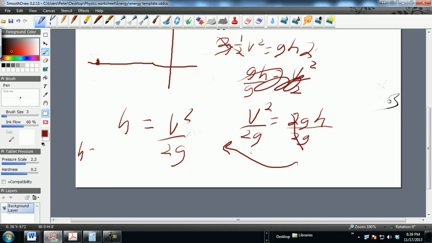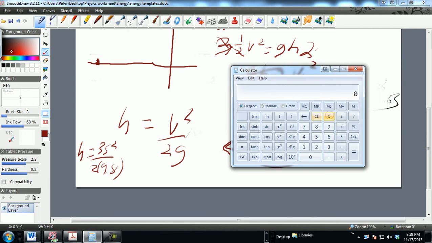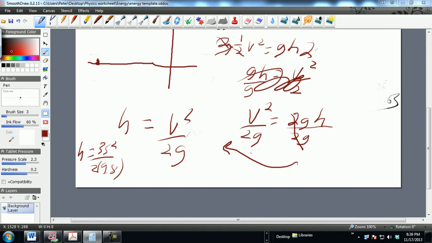So now you know h is equal to the initial velocity, 35, squared, divided by 2 times 9.8, which I get my handy dandy calculator for. Let's clear this. That becomes 35 squared divided by 19.6, because that's 2 times 9.8. So that tells me my maximum height is 62.5. Done.